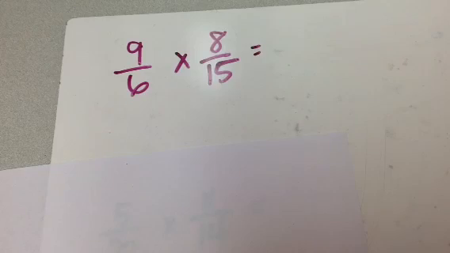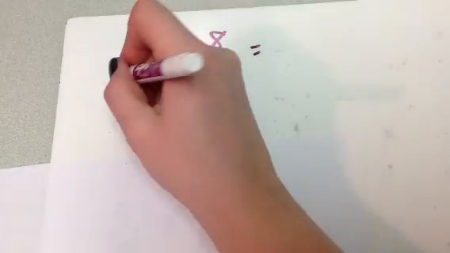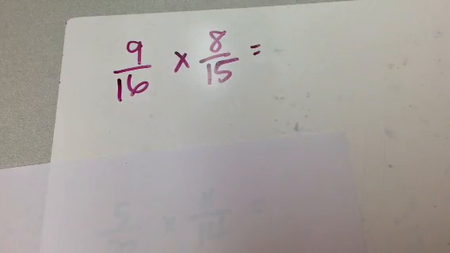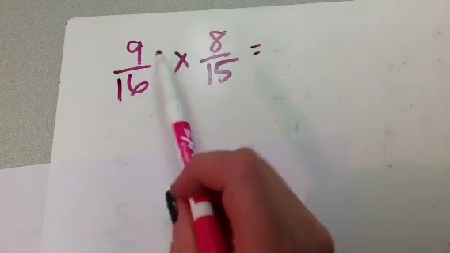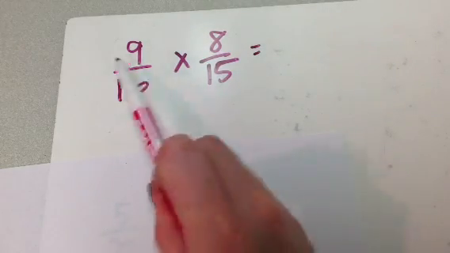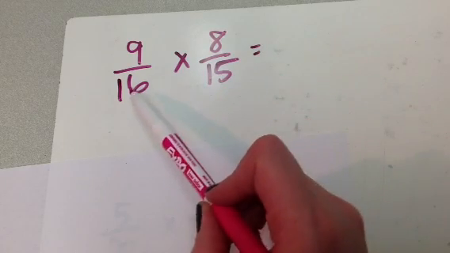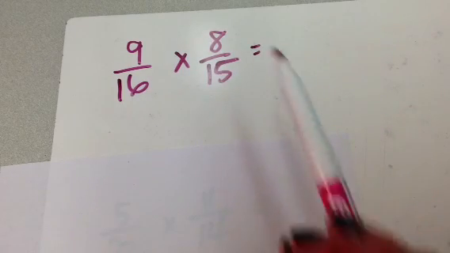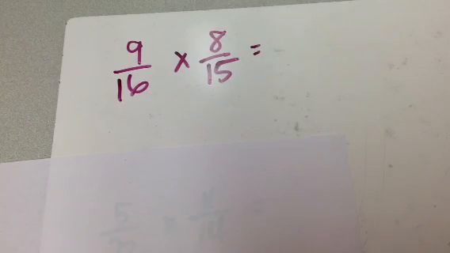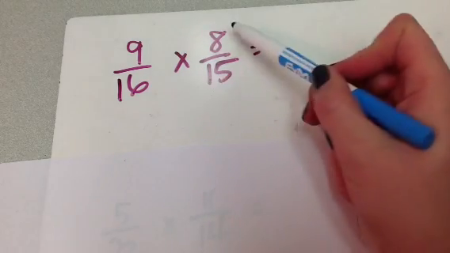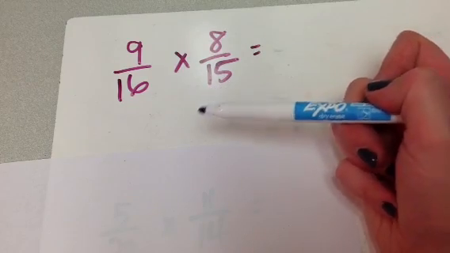I think I wrote this problem down wrong. Because I could say, I can just multiply across, and 9 times 8 is 72, and my bottom number is whatever 16 times 15 is. That's a super huge number. I don't really want to have to deal with anything that big. Or I can cross-cancel within the problem. Let me show you how we do that.